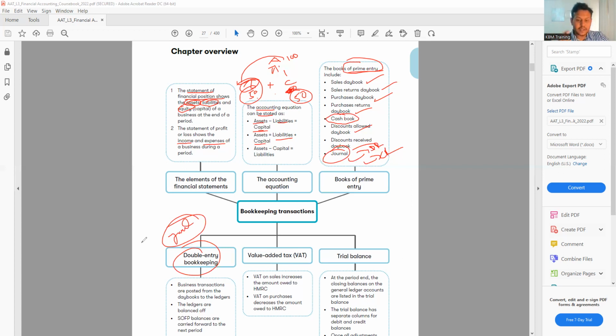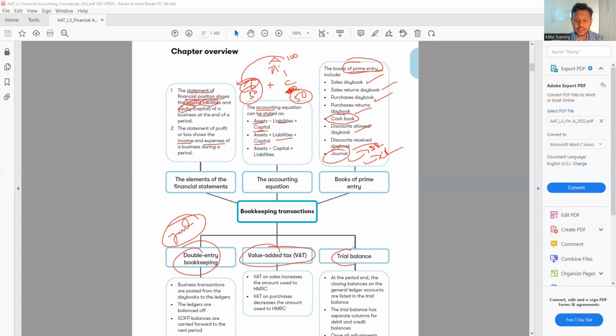Then the VAT, value added tax. If you remember your VAT control account, if you need to pay the VAT, it will go to the VAT control account on the credit side. If you need to claim the VAT, it goes on the debit side. At the end of the period, we look at how much VAT we need to pay to HMRC or claim back. Normally, if the credit side is higher than the debit side, then we have to pay the VAT. If the debit side is higher, then we claim back the VAT from HMRC.